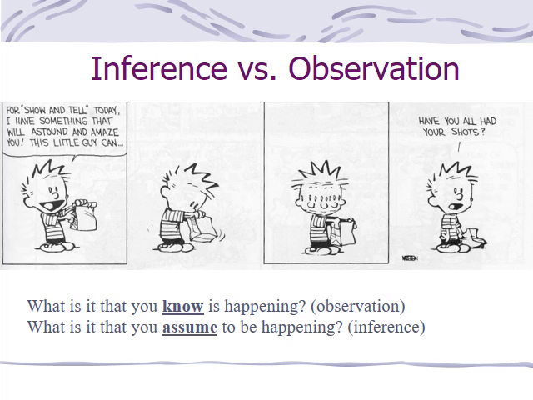Another example, this little comic strip. In the first slide, we see Calvin here. This is from Calvin and Hobbes. He says, "For show and tell today, I have something that will astound and amaze you. This little guy can," and then we skip to the next slide, and you can see him looking down into the bag, and then he's looking around in the third slide, and then he says, "Have you all had your shots?"